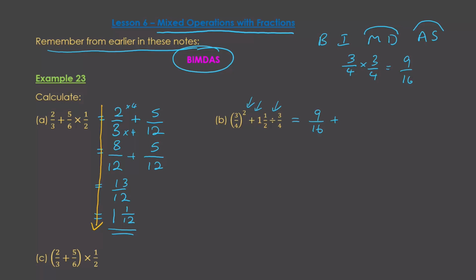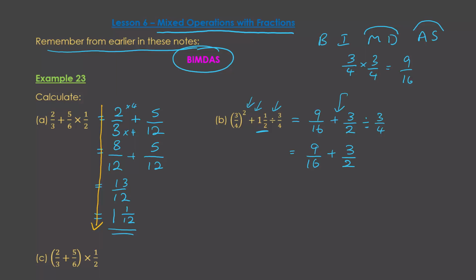Now I can do this division at the same time, or at least start it. So I need to go improper here. 2 times 1 is 2, add 1 is 3, so that's 3/2. Divided by 3/4. Now the 9/16 is just going to sit there because there's a plus here, which means we don't deal with that yet. We've got to do the division.